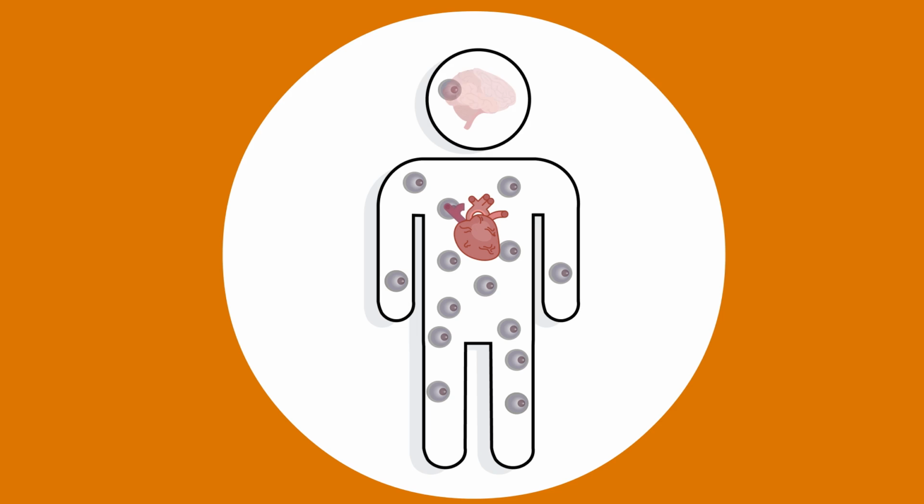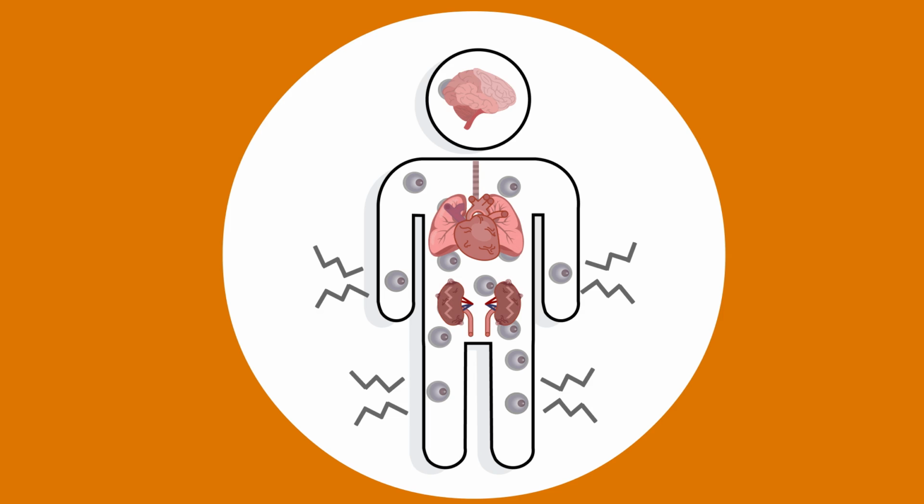However, researchers have found that senescent cells accumulate as we age and may contribute to many chronic diseases in older adults, including cardiovascular disease, Alzheimer's disease, arthritis, lung disease, and kidney disease.